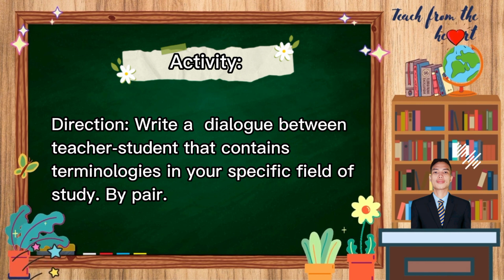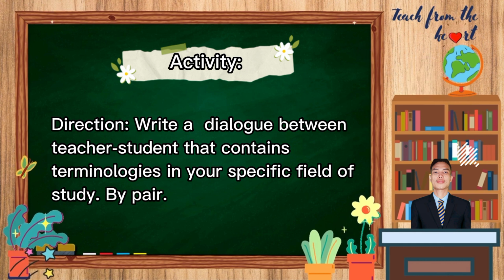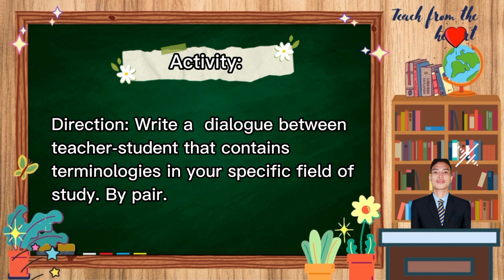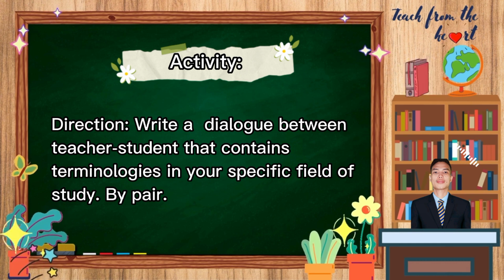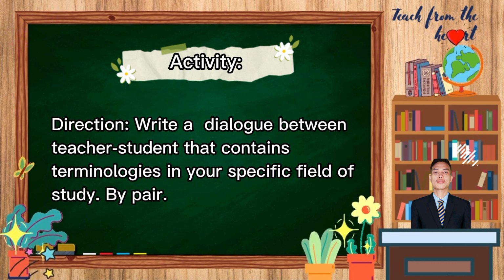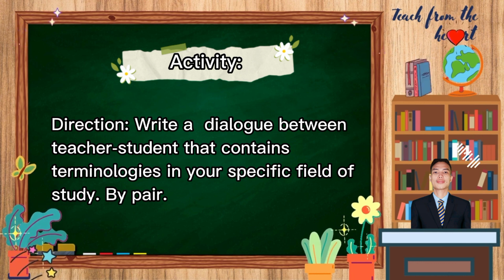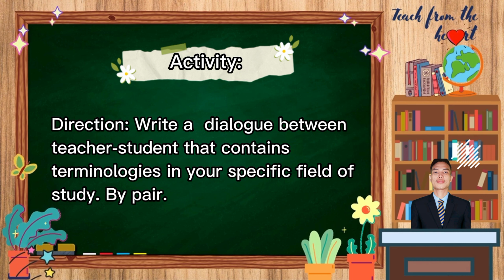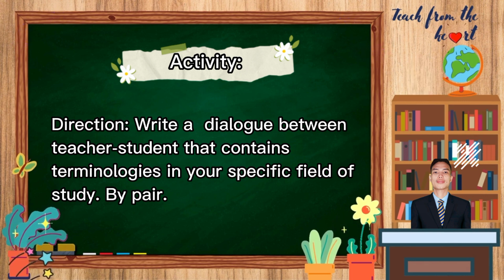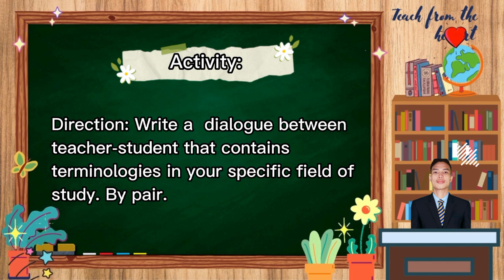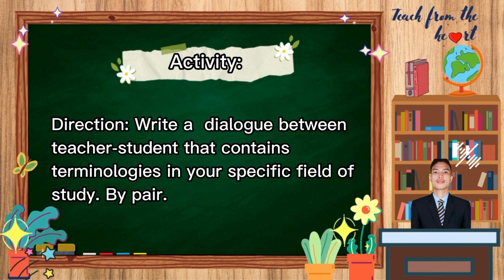Direction: Write a dialogue between teacher and student that contains terminologies in your specific field of study. This activity is by pair. So find your partner and do the activity within 5 minutes. Okay? Okay, you may start now.